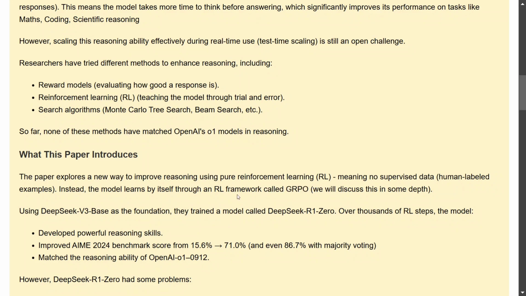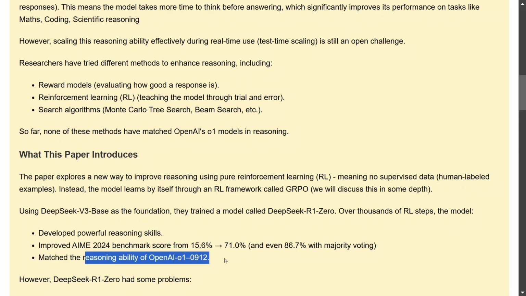So once they started using pure reinforcement learning for improving the reasoning ability, they trained a model called DeepSeek R1 Zero using DeepSeek V3 base. This model was released late in December, before DeepSeek was even in the picture, but DeepSeek V3 was a crazy model as well. Over thousands of RL steps, the model developed powerful reasoning skill, improved its benchmark score, as you can see. I've already discussed this, so skipping this part, and it matched the reasoning ability of O1. This is the best part.